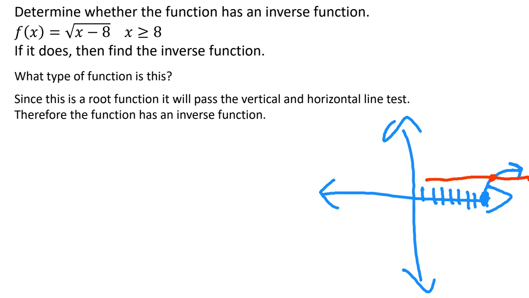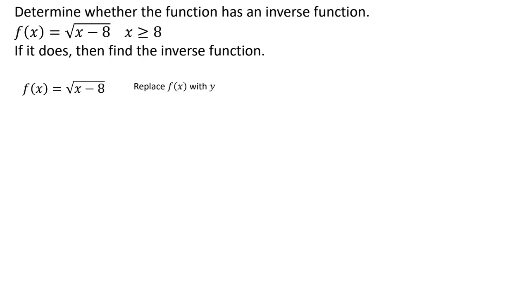And the way we're going to find the inverse is as follows. So first, you replace f of x with y. Then to find the inverse, we're going to switch your x and your y. So here's a y, I switch it to x. Here's an x, I switch it to y. And then we solve for y. So in order to solve for y here, we can square both sides.